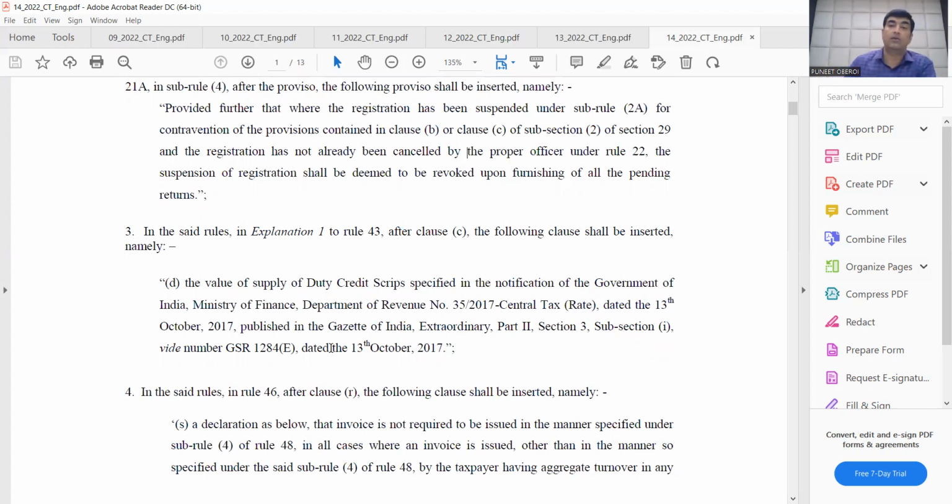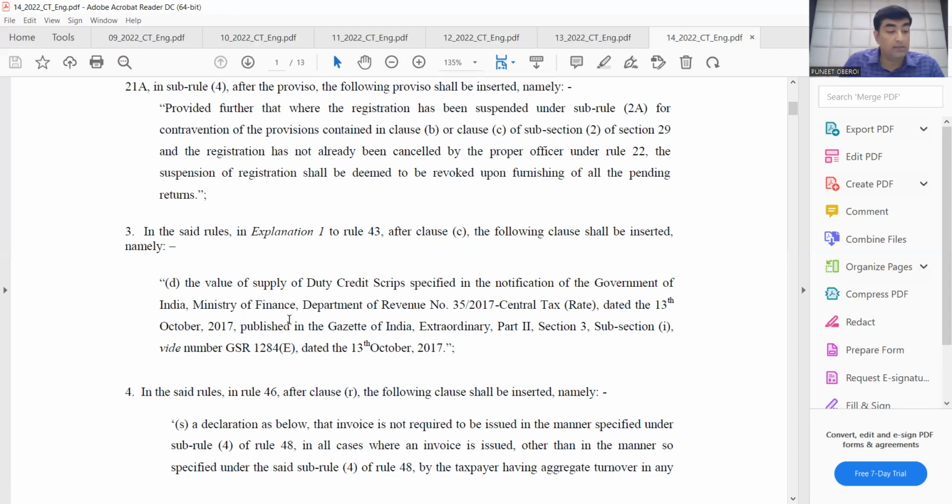So specifically, a clause D has been added to explanation 1 to Rule 43, which basically says that for the purposes of Rule 42 and this rule, these will not be included in the calculation of exempted supply for the purpose of reversals. So this is also a change, a welcome feature for exporters. A lot of hassles will get saved, and otherwise, reversals will not be required.